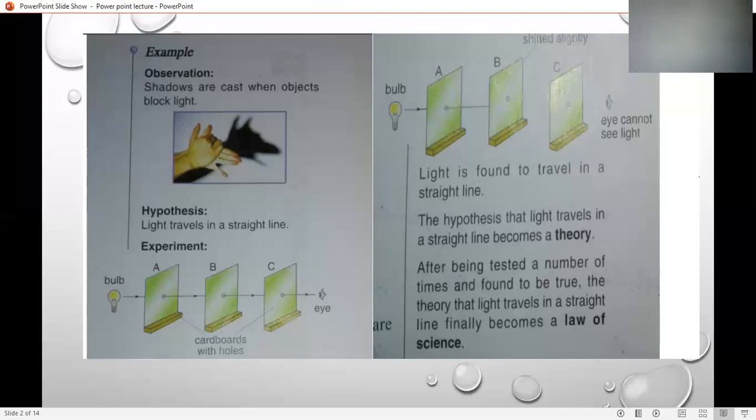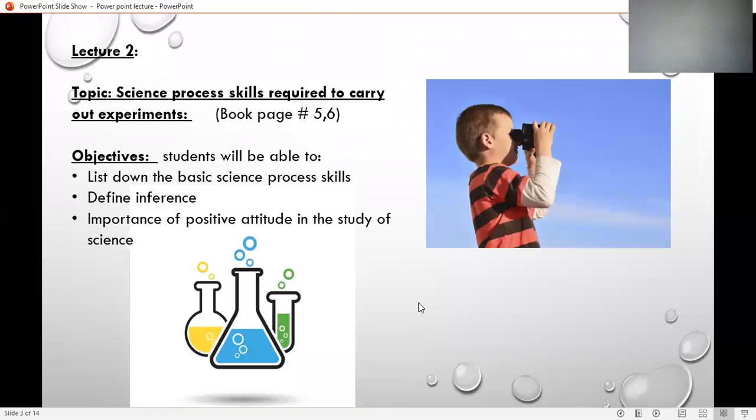What are the steps in the scientific method? First, you observe, so observation. Secondly, you make a hypothesis, a meaningful statement based on that observation. Thirdly, you plan an experiment to test your hypothesis. Fourthly, your experiment proves true and it becomes a theory. And then you have to repeat those experiments to make it a loop. So this is all about the scientific method.